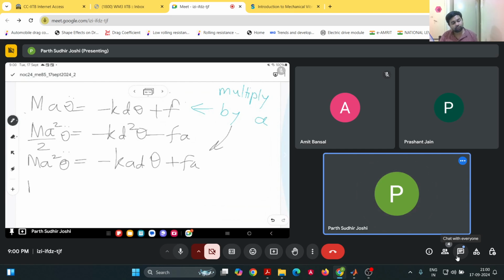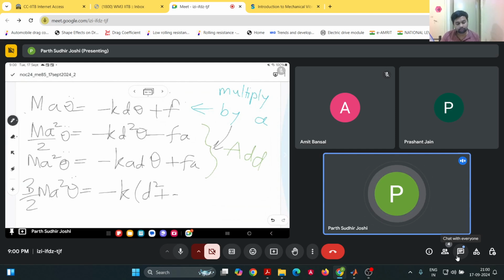And then we can add up these two equations, and we will get 3 by 2 m a square theta double dot is equal to minus k into d square plus a d, theta, and f a will be cancelled.